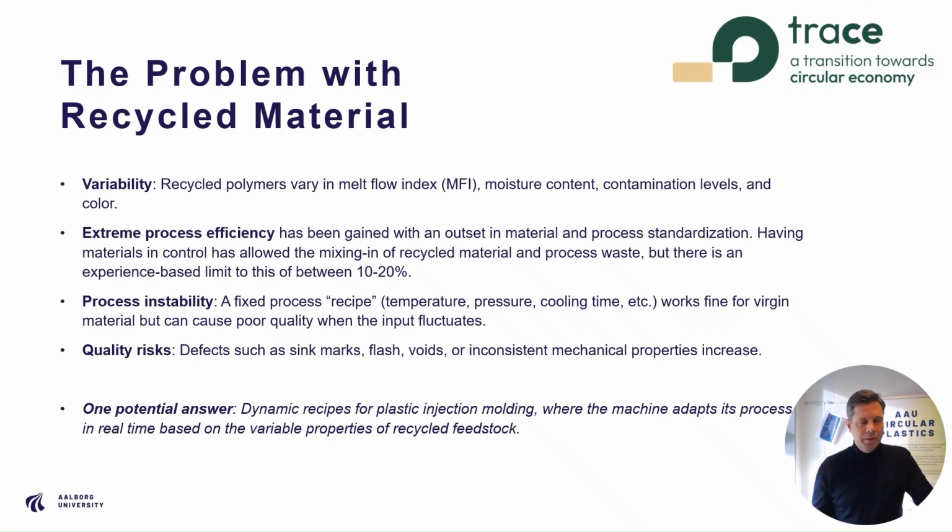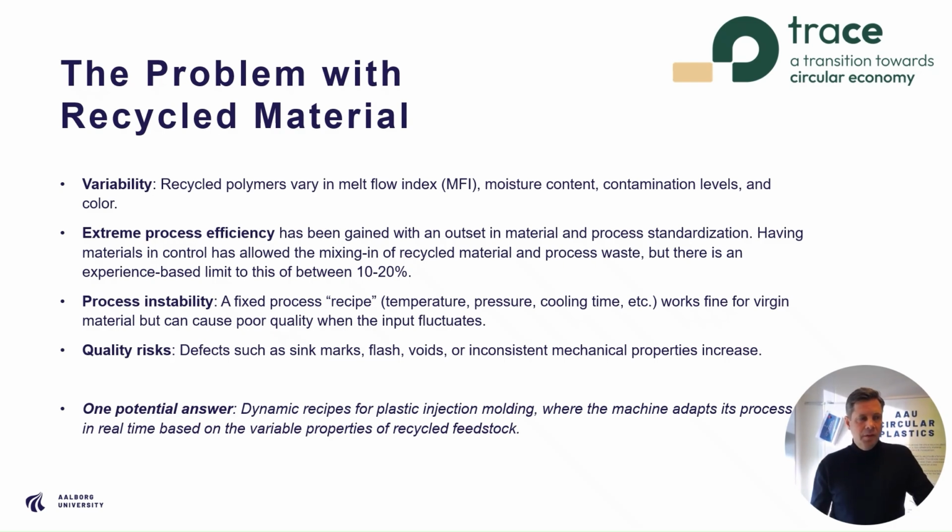So the problem that we often have with recycled material, which has already been unfolded, is that it has a much larger variability compared to virgin resources. This is a well-known fact. So we can do a lot about this question by harmonizing the materials more, by better sorting and so on. But we probably have to recognize that we will never get to a stage where we have perfect material quality like we would have with virgin grade materials. So what do we then do? One potential answer is that we look into dynamic recipes for plastic injection molding, where the machine adapts the process to the properties of the recycled feedstock.